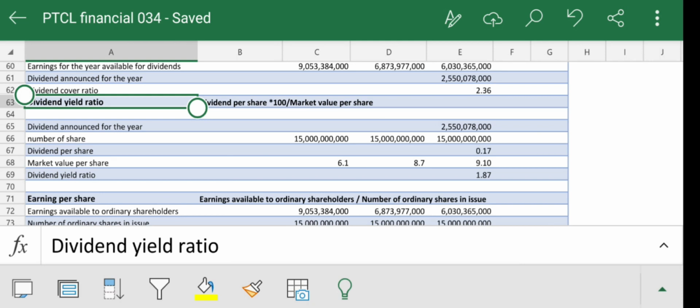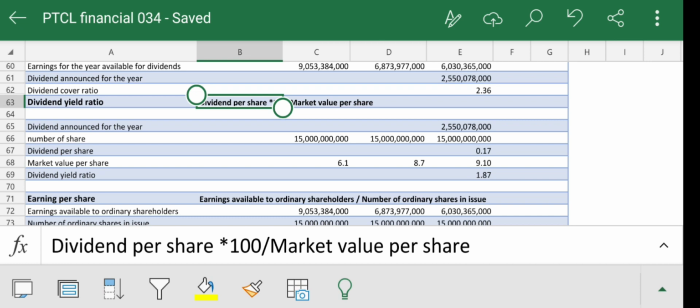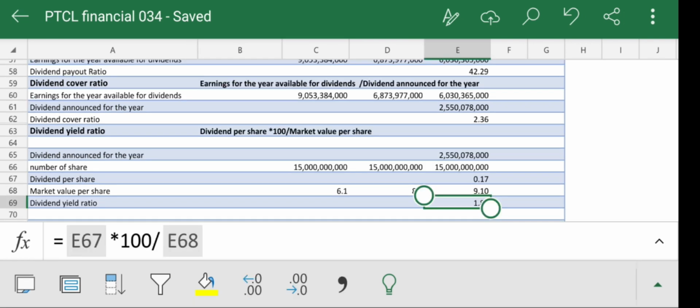The dividend yield ratio. The dividend yield ratio shows the annual dividend income of a company relative to its stock price. It is calculated by dividing the annual dividend per share by the stock's current price. It helps investors assess the income potential of an investment in dividend payout stock. A higher dividend yield ratio indicates a high return on the investment in terms of dividend income. Dividend yield ratio in 2020 for PTCL is 1.87%.